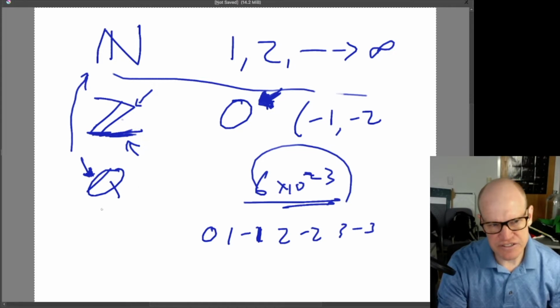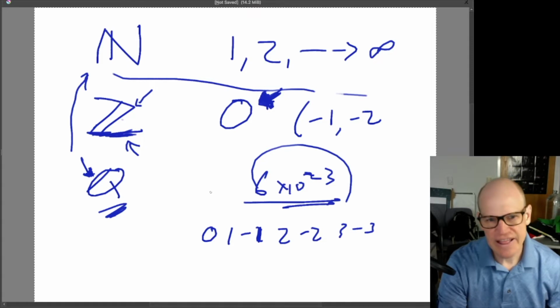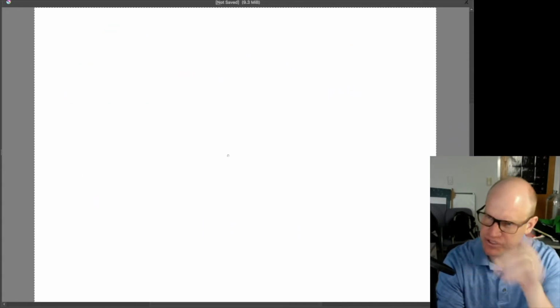The same thing is true with the rational numbers, Q. For example, you can pick any fraction. You just need to come up with an ordering scheme and you'll get to any fraction that you want.